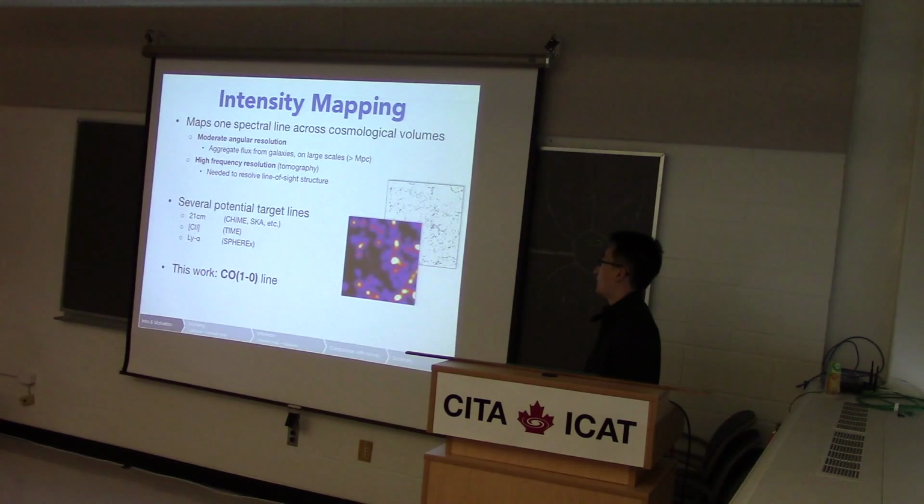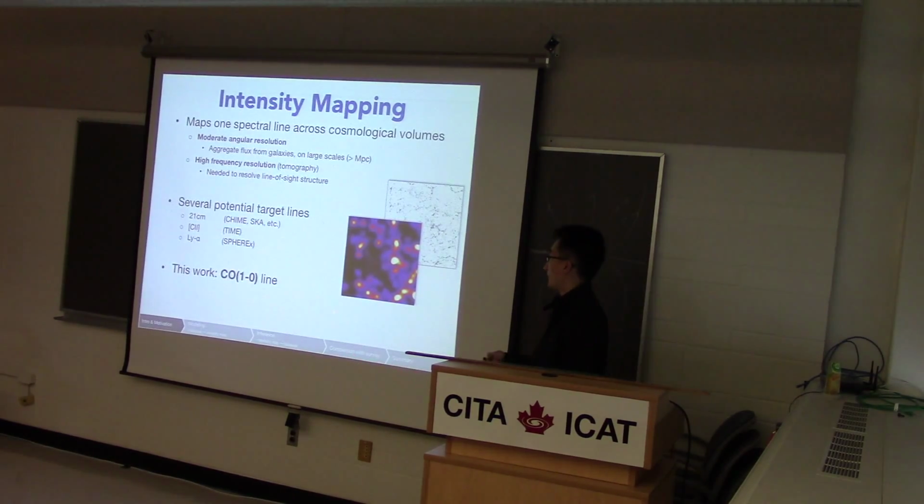So 21 centimeter, I imagine many people are familiar with here, since CHIME is probing that out to a redshift of about 2 to 3 or so. There's also SKA, which is planned to probe potentially hydrogen well into the epoch of reionization. But there's also CII, which is being worked on at Caltech with the TIME collaboration, and Lyman Alpha, which is being proposed with the SPHEREx collaboration. For this particular talk, I'm going to be focusing on the CO10 line.